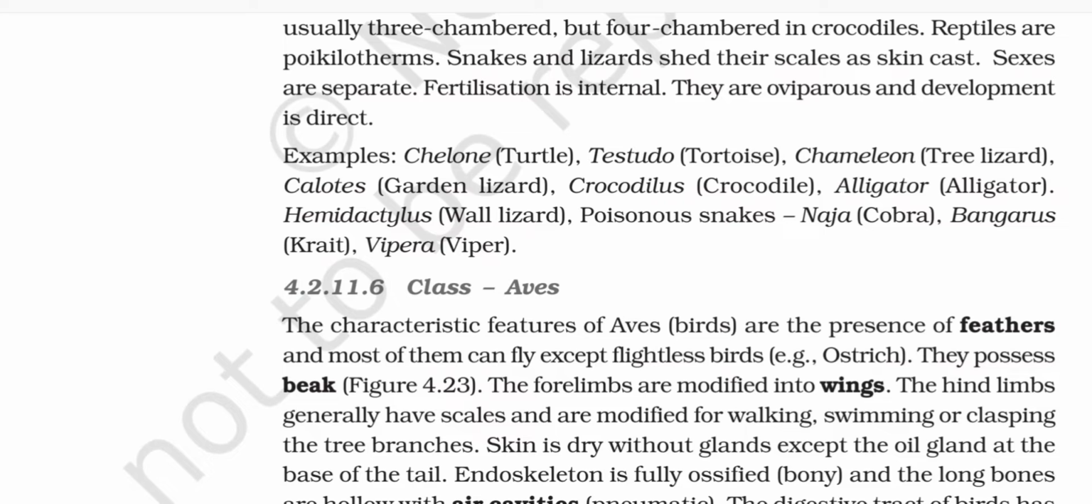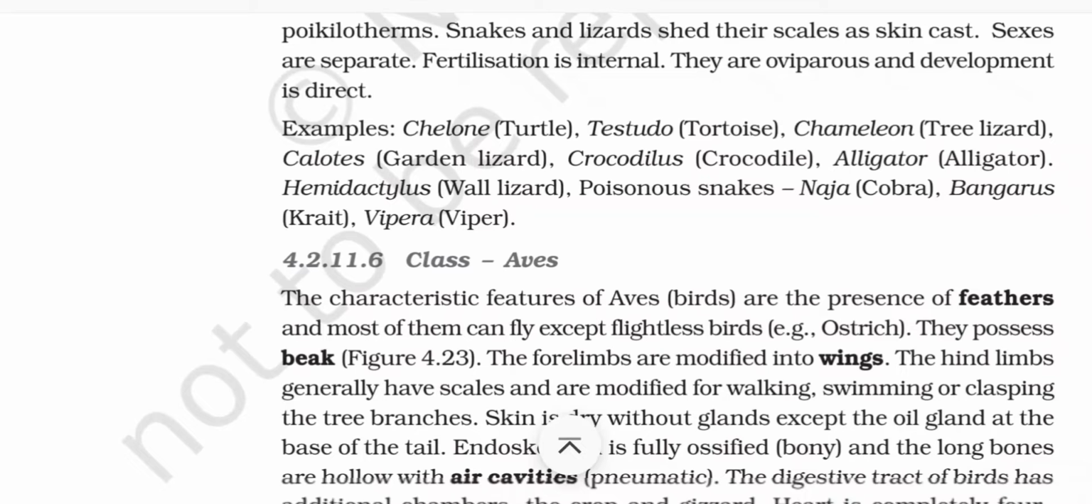Examples: Chelone, turtle, Testudo, that is tortoise, Chamaeleon, tree lizard, Calotes, that is garden lizard, Crocodilus, that is crocodile, Alligator, Hemidactylus, that is wall lizard, poisonous snakes, Naja, cobra, Bungarus, krait, Vipera, viper.